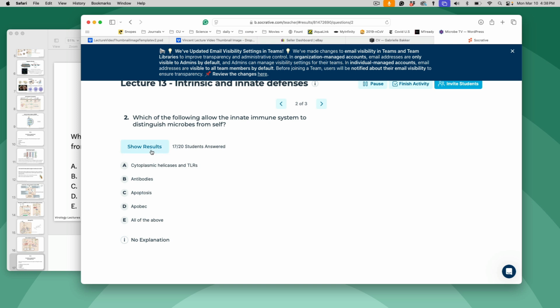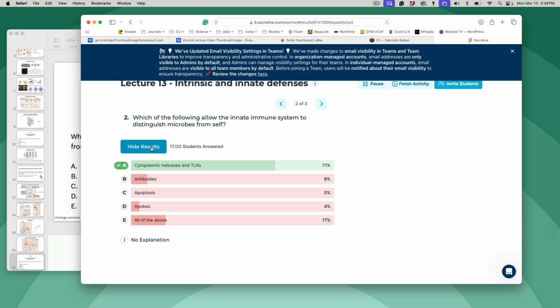Hey, how do we do? Correct. A is the right answer. Cytoplasmic helicases and TLRs. So that allows the innate immune system to distinguish microbes from self.